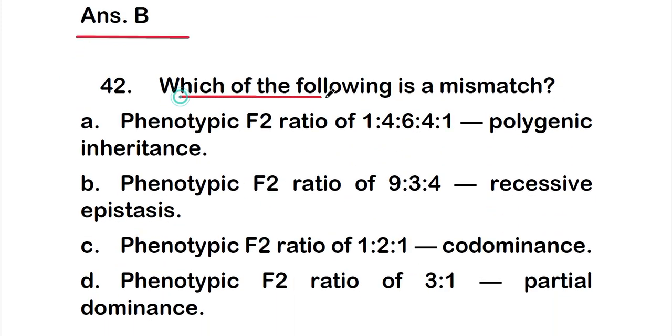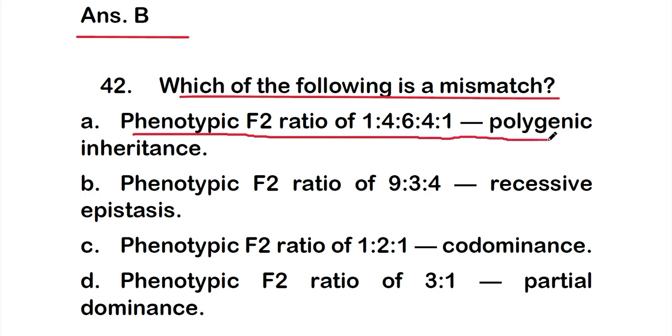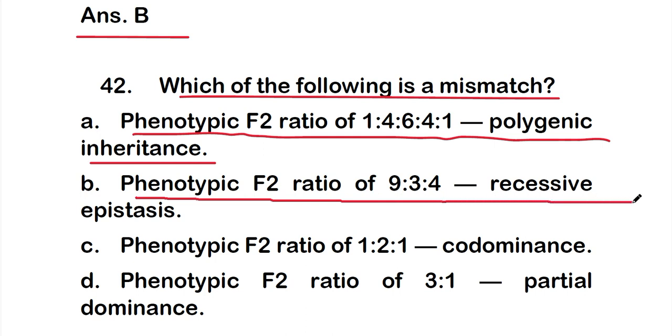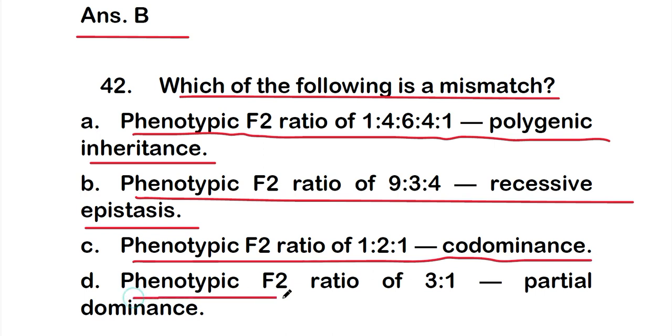Which of the following is a mismatch? So the options are option A, phenotypic F2 ratio of 1:4:6:4:1 is a polygenic inheritance, or option B, phenotypic F2 ratio of 9:3:4 is a recessive epistasis, or option C, phenotypic F2 ratio of 1:2:1 is a codominance, or option D, phenotypic F2 ratio of 3:1 is a partial dominance.